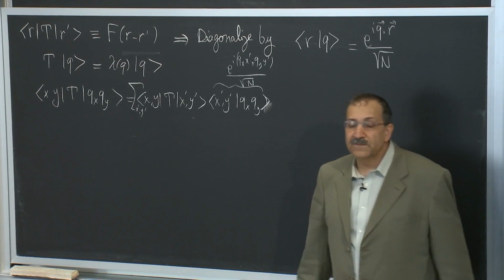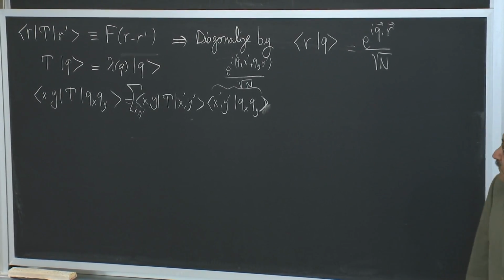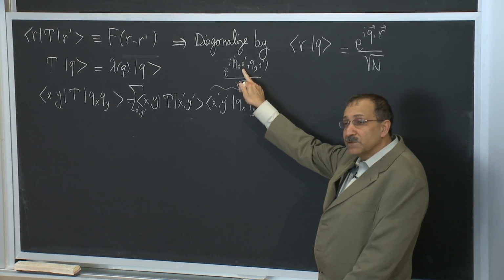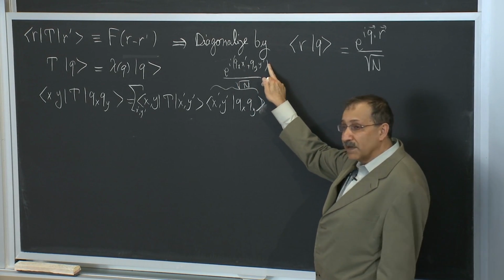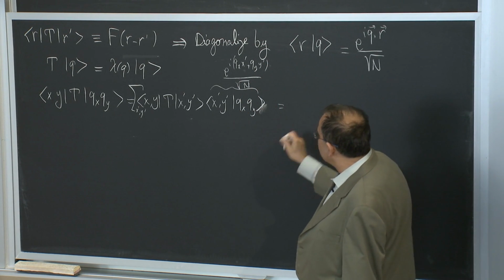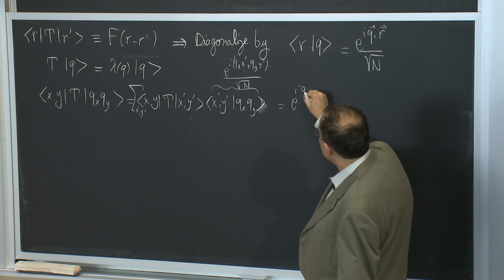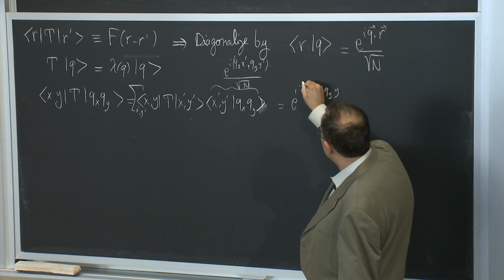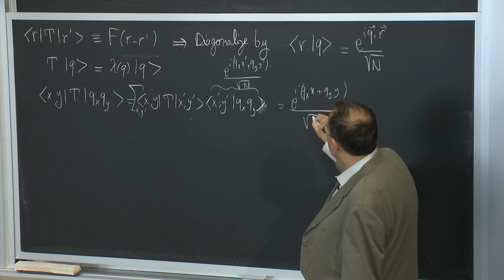Because this is a set of delta functions, what does it do? It basically sets x prime either to x plus 1 or x minus 1, y prime either to y or y minus 1. You can see that you always get back your e to the i (qx x plus qy y) with a factor of root n.